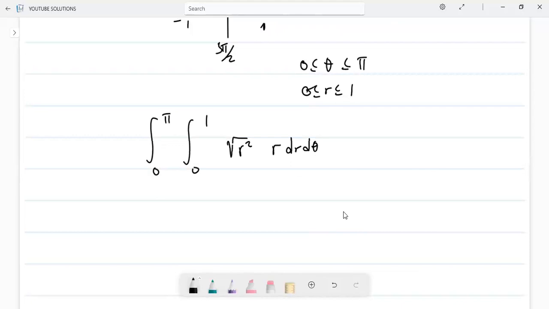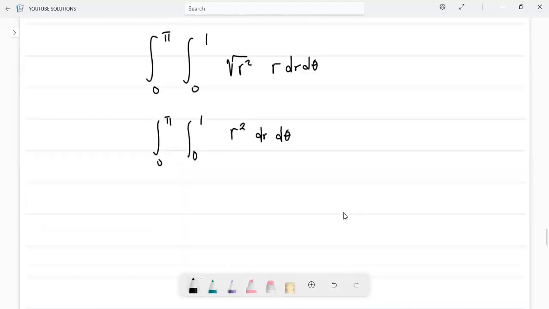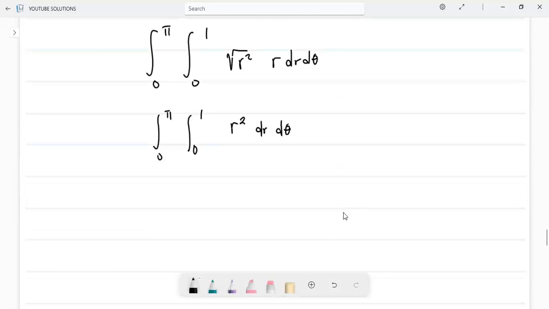The square root of r squared is just r, with theta from 0 to pi and r from 0 to 1. This gives r squared, because you have this r here and this other r here. And then dr d theta. We integrate with respect to r first. The integral of r squared is r cubed over 3, with limits from 0 to 1, d theta.